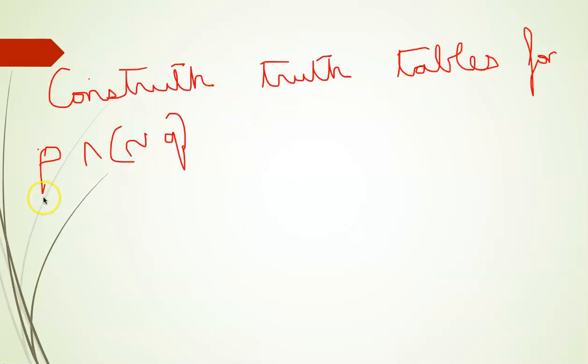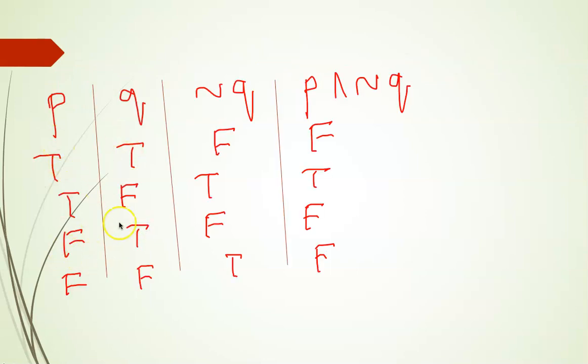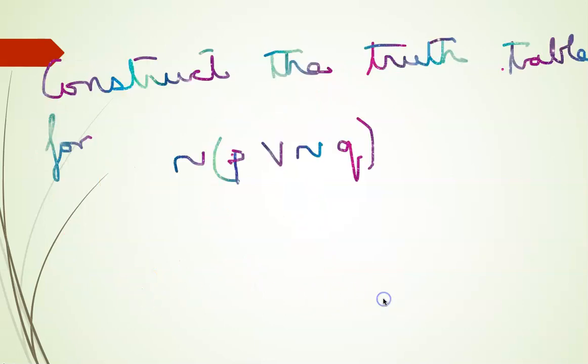So construct truth tables for the following: P, conjunction, negation, Q. So we have the following possibilities. Both P and Q are true. So negation of Q is false, and true and false is false. Now negation of Q is true here, true and false, false and true, and false and false. Then negation of false is true, true and true is true. Here negation of true is false, false and false is false. Negation of false is true, false and true is false.